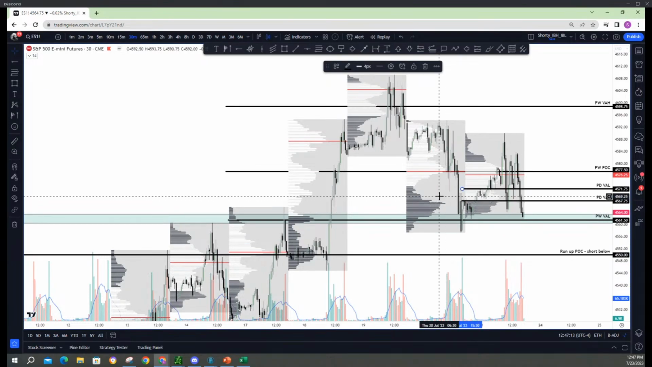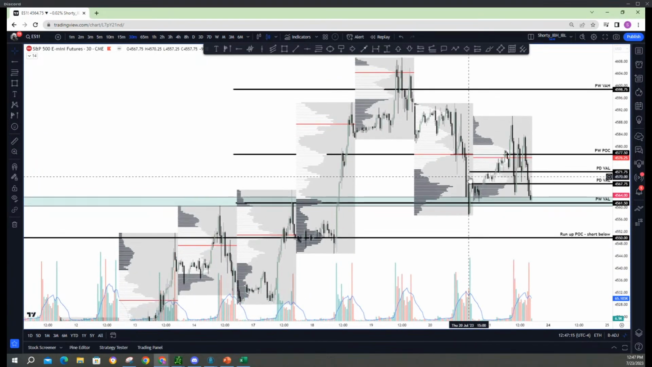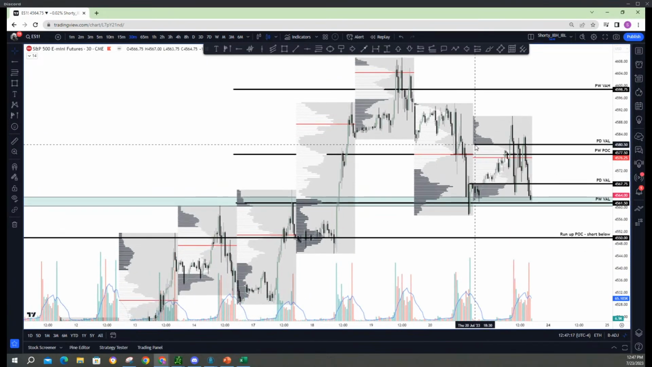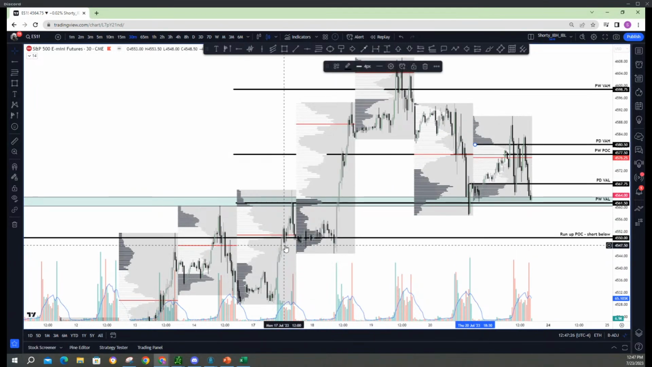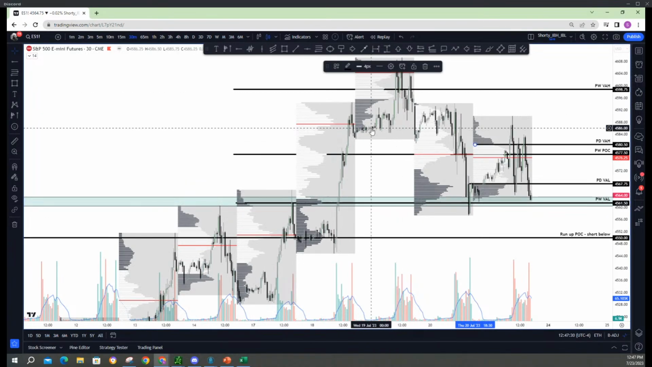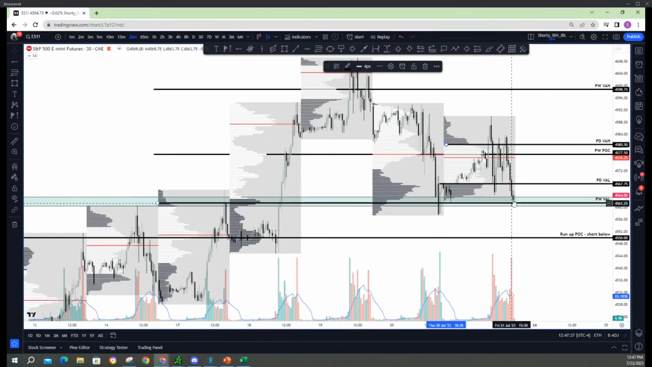No. Do not short tomorrow if we reclaim this previous day value area low. They're going to test this 45.80. Don't believe me? Just check what we did a couple of days back when I told you if they reclaim that level, I believe it was this one here, that there's a high chance they're going to explode. And I think it was this day they exploded. So I would definitely watch this tomorrow.